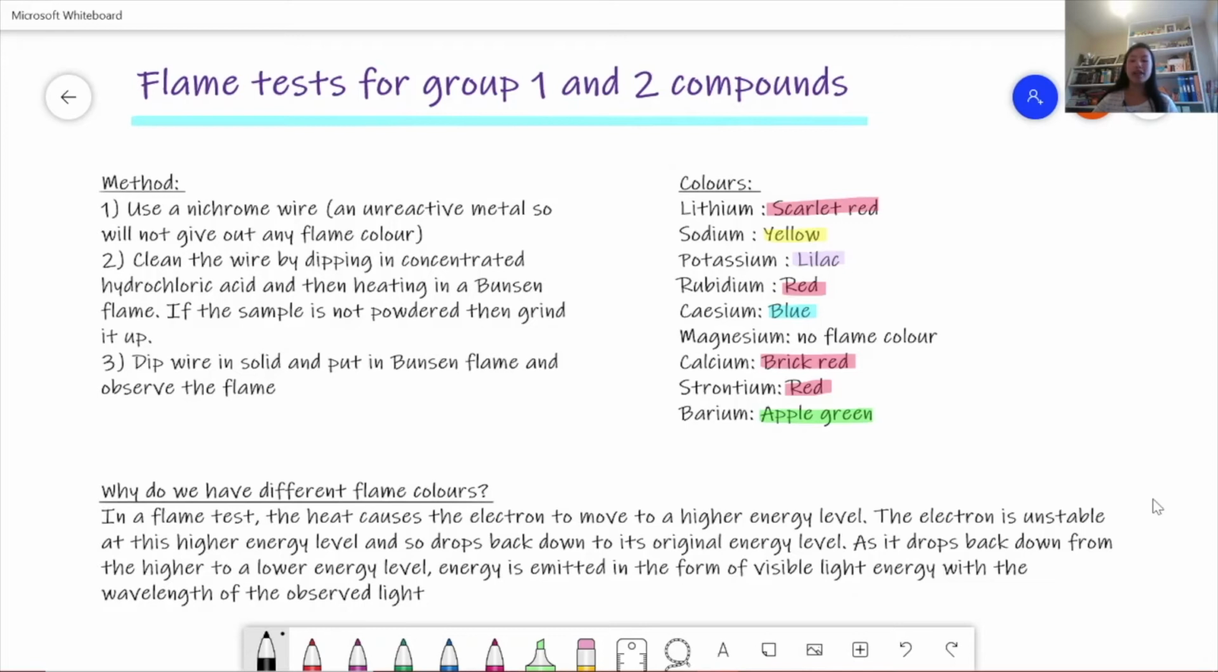And as it drops back down from the higher to a lower energy level, energy is emitted because there's a difference between the higher energy level and the lower energy level. So energy is emitted in the form of visible light energy, and that visible light energy has a wavelength of the observed light. So for lithium, when it drops back down to the lower energy level, the wavelength of it will correspond with a scarlet red colour.